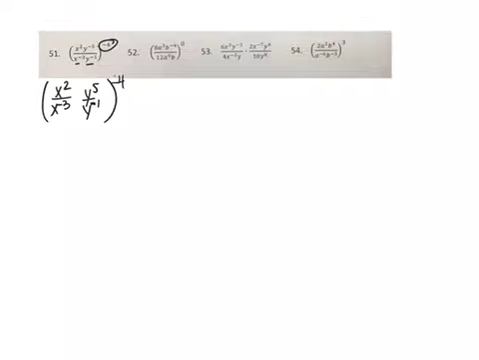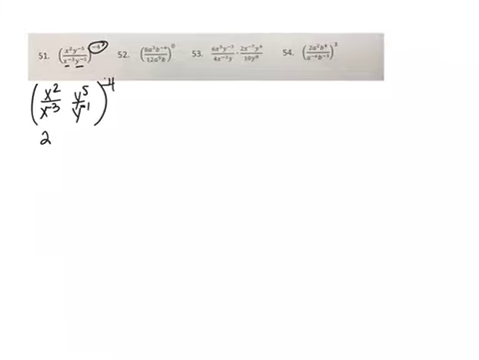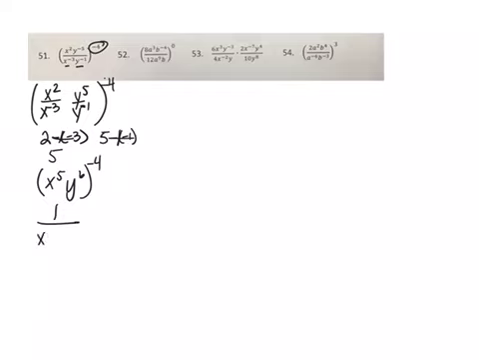It's all to the -4th power. When we're dividing, remember we're subtracting. So this is 2 minus -3, and that becomes plus, so we get x to the 5th power. And then 5 minus -1, that becomes plus, so y to the 6th power, all to the -4th. And that gives me 1 over x to the 5th, y to the 6th, to the 4th, which is then 1 over x to the 20th, y to the 24th.